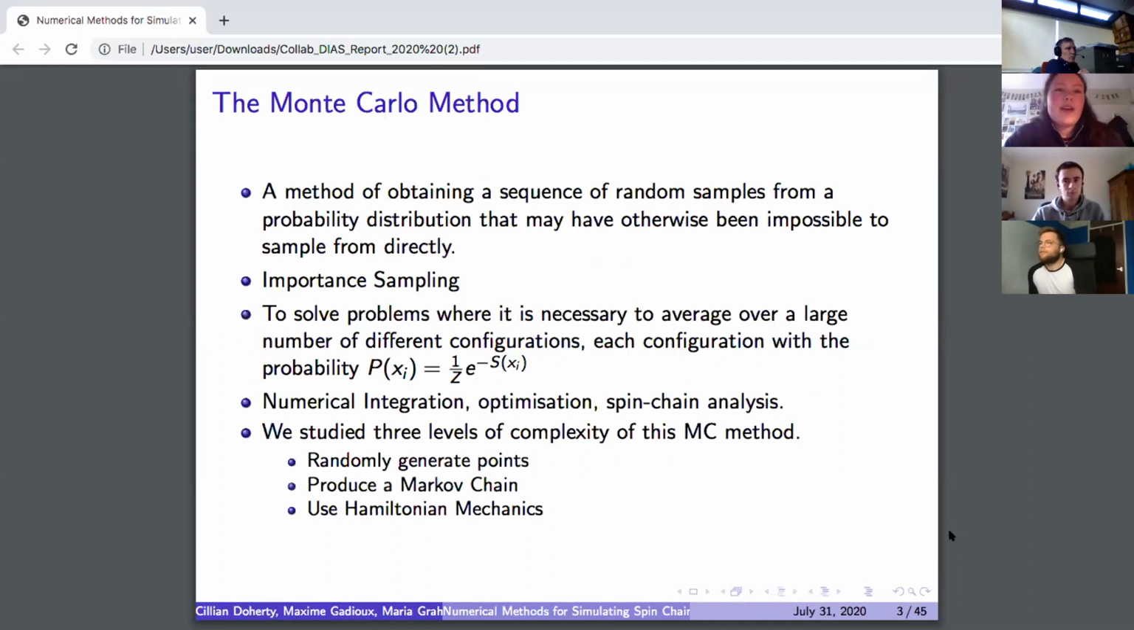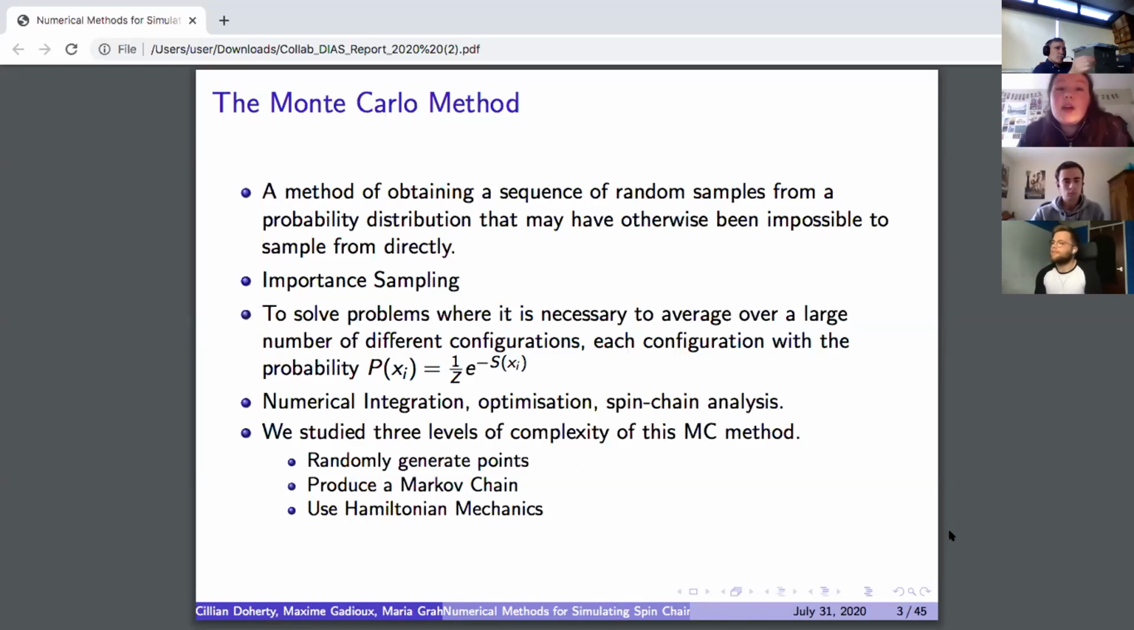Okay, so the Monte Carlo method. What is it? It's a method of obtaining a sequence of random samples from a probability distribution. Why is that so important? Well, it's a way of importance sampling. So say you have a probability distribution of interest, but for some reason or another, it's impossible or simply very difficult to directly sample. You can use the Monte Carlo method to get samples from a probability distribution that is identical to the one of interest.